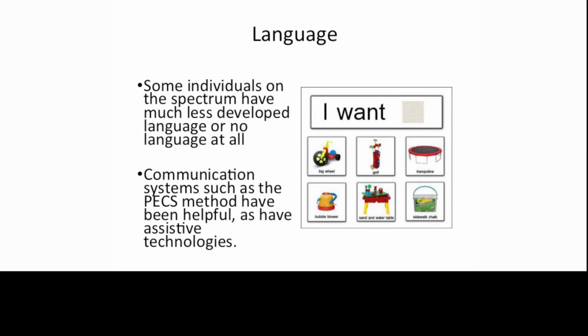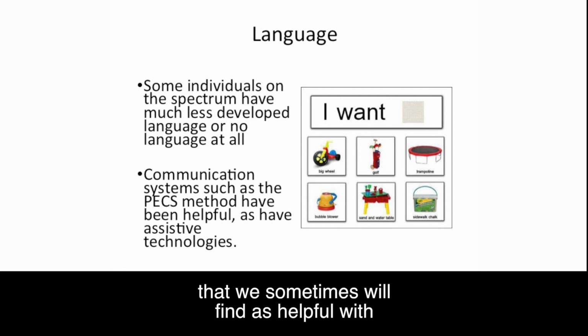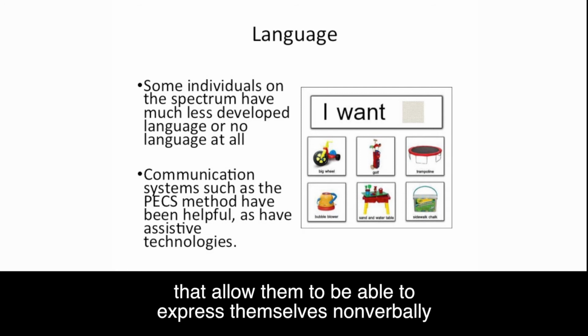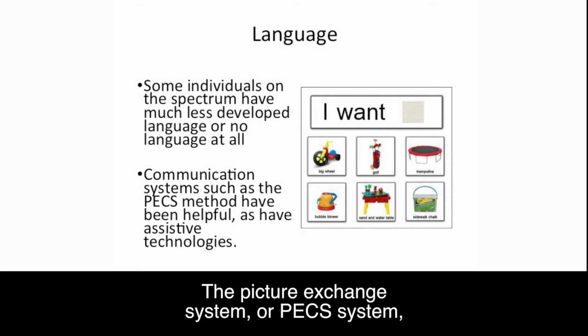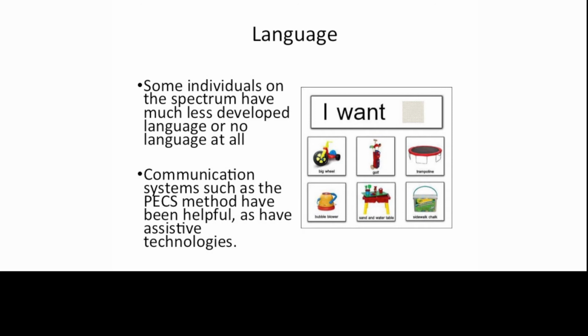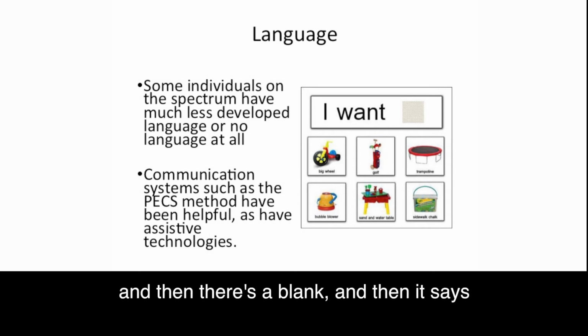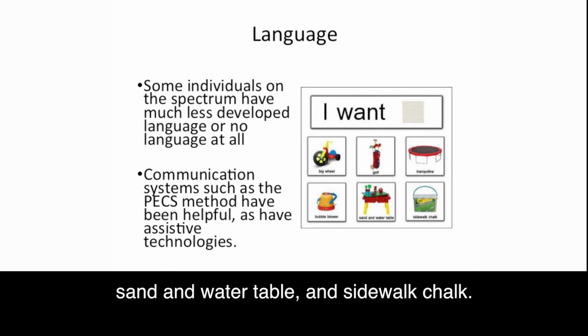In the area of language, one of the things that we sometimes will find is helpful with individuals on the spectrum will be communication systems that allow them to express themselves non-verbally, or with some shortcuts that facilitate that process for them. The picture exchange system, or PECS, is one system that's been used a lot. I doubt you can read these words down here, but it says, I want, and then there's a blank. And then it says, big wheel, golf, trampoline, bubble blower, sand and water table, and sidewalk chalk.